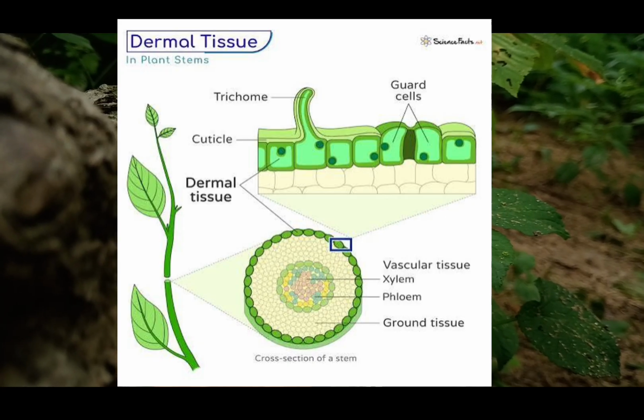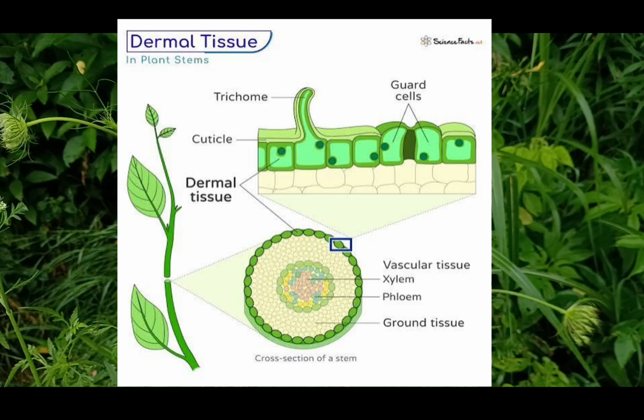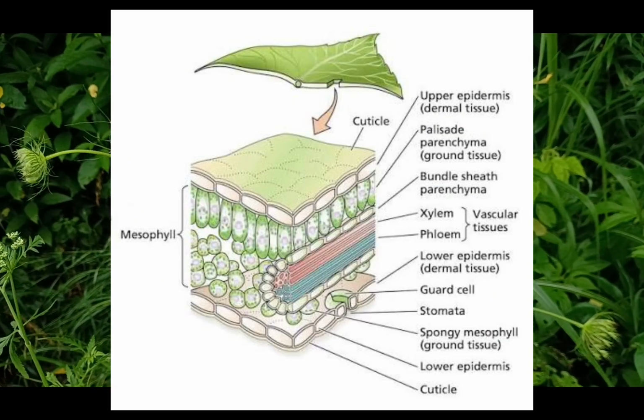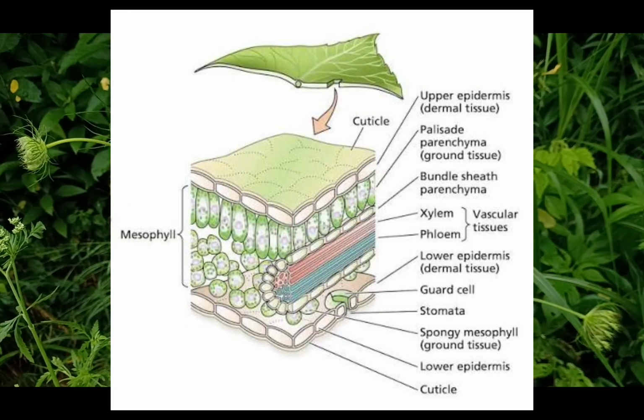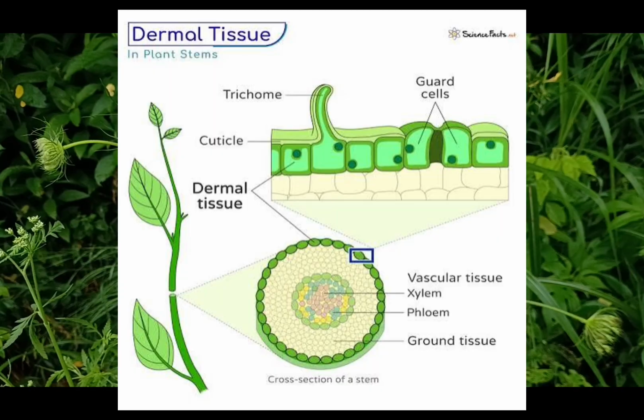The cuticle is a waxy coating that prevents water loss on plants. Our stomata are pores for gas exchange that regulate transpiration. And trichomes are hair-like structures that protect, insulate, and allow water absorption through the roots.